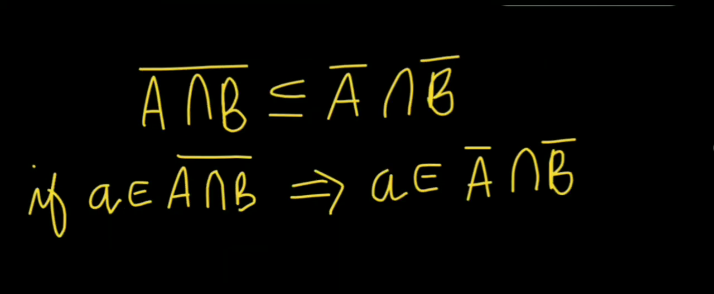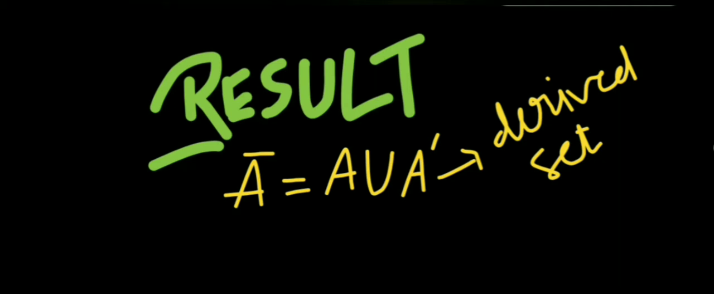So let us start. We will show that if any member small a belongs to the closure of A intersection B, then this member belongs to closure of A intersection closure of B. So we will reuse the result I have proved previously. I have already made a video on this topic. Closure of A is equal to A union A prime, where A prime is the derived set, which is the collection of all limit points of the set A.